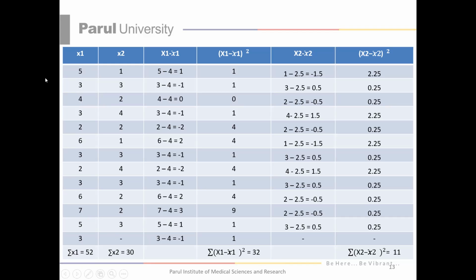Okay, so X1 is the observation on weight gain in the first group, and X2 is the weight gain in the second group. So we need to calculate x1 minus x1 bar whole square and x2 minus x2 bar whole square. So first we find the sum of these observations. The sum of all observations in the first group, summation x1, is equal to 52, and for the second group the total is 30.